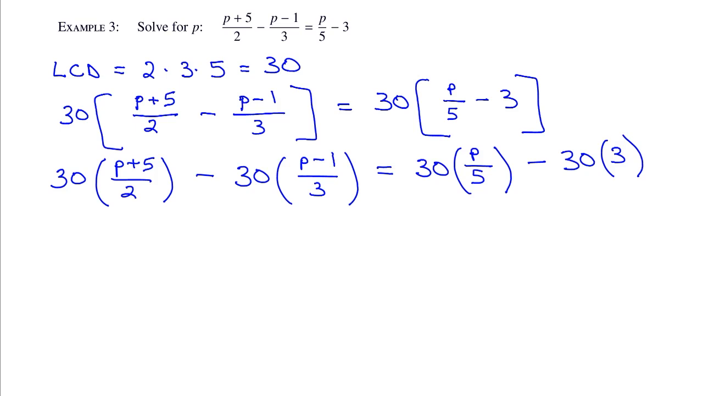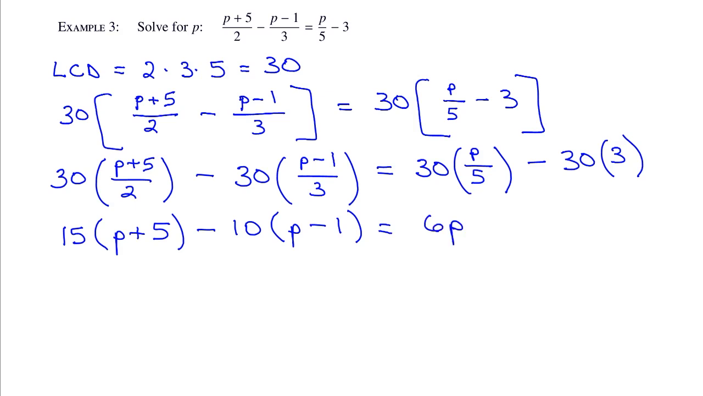In the expression on the left, 30 divided by 2 is 15. So we have 15 times (p plus 5). Next, we have 30 divided by 3. That's 10. So we have negative 10 times (p minus 1). On the right side, 30 divided by 5 is 6. So we have 6p. And lastly, 30 times 3 is 90.